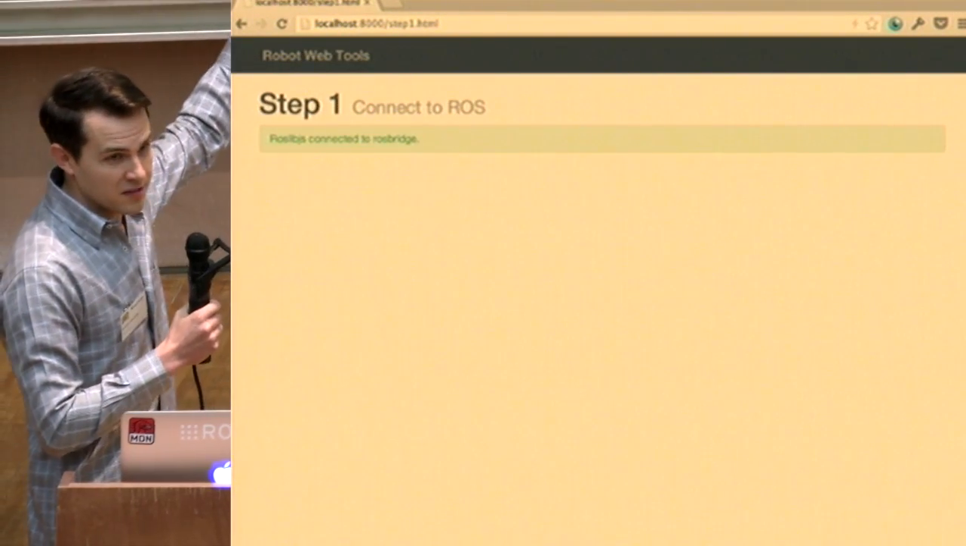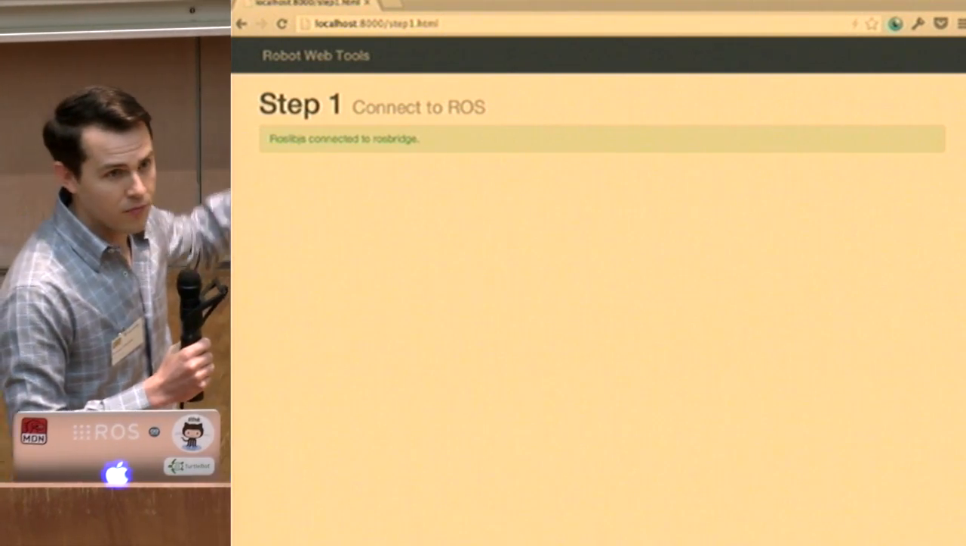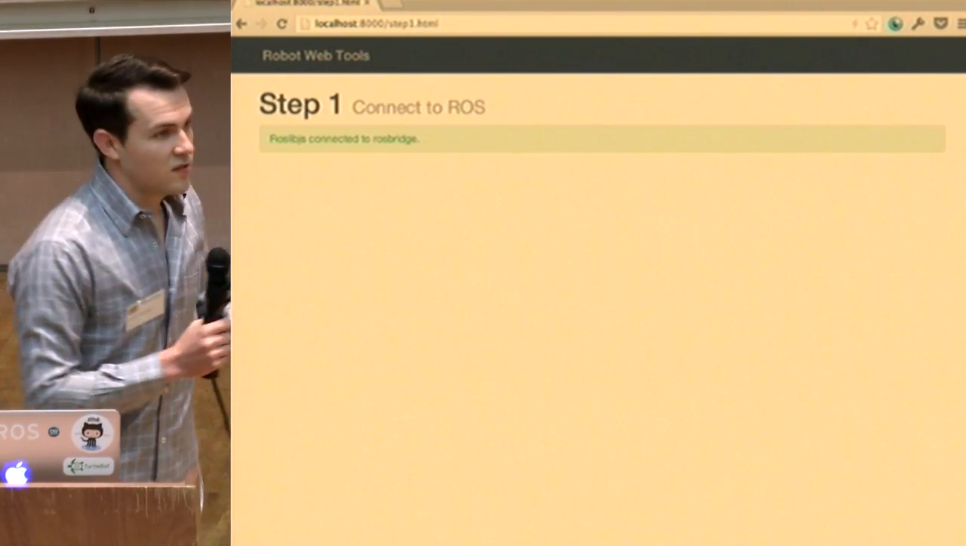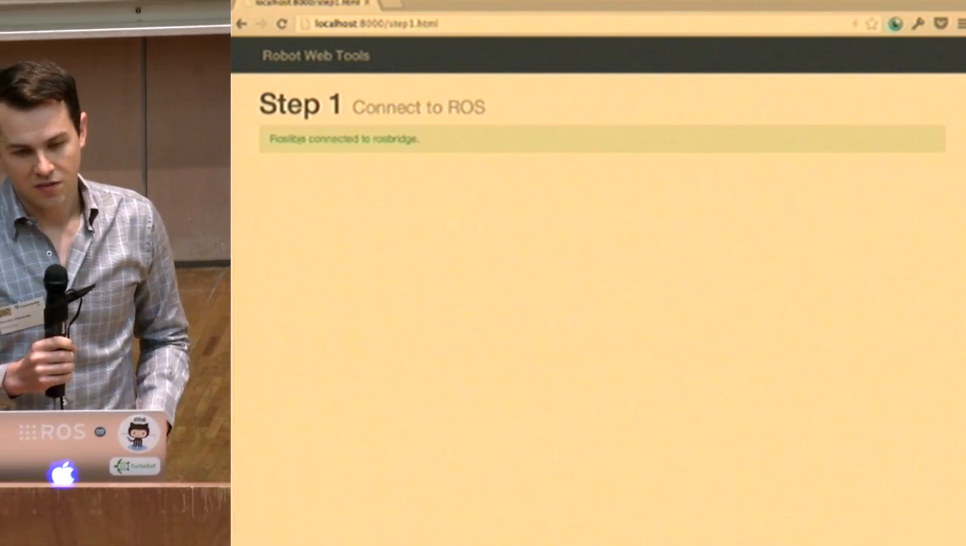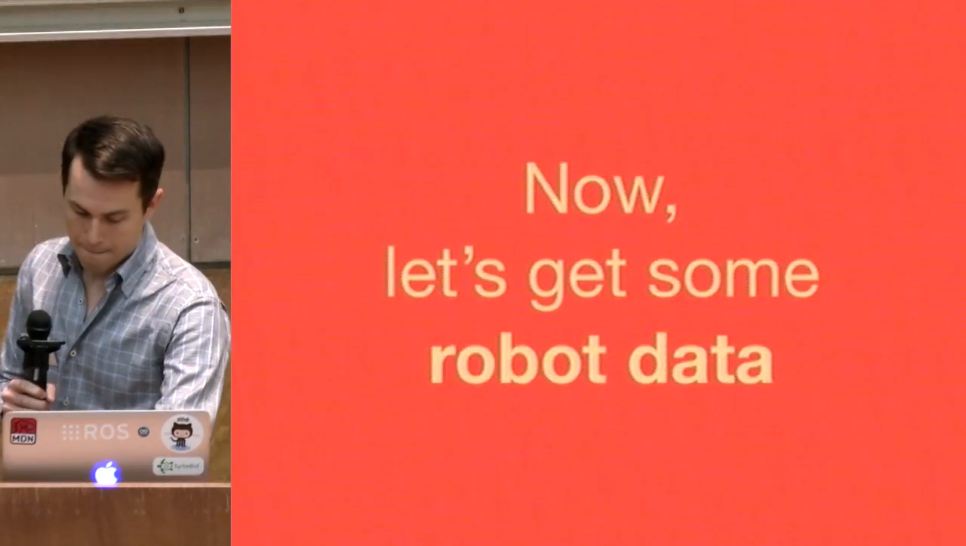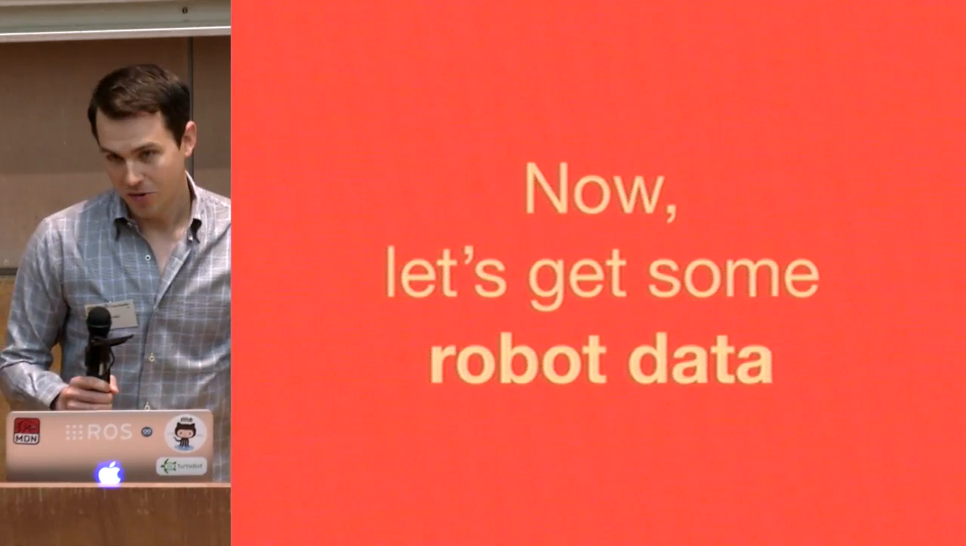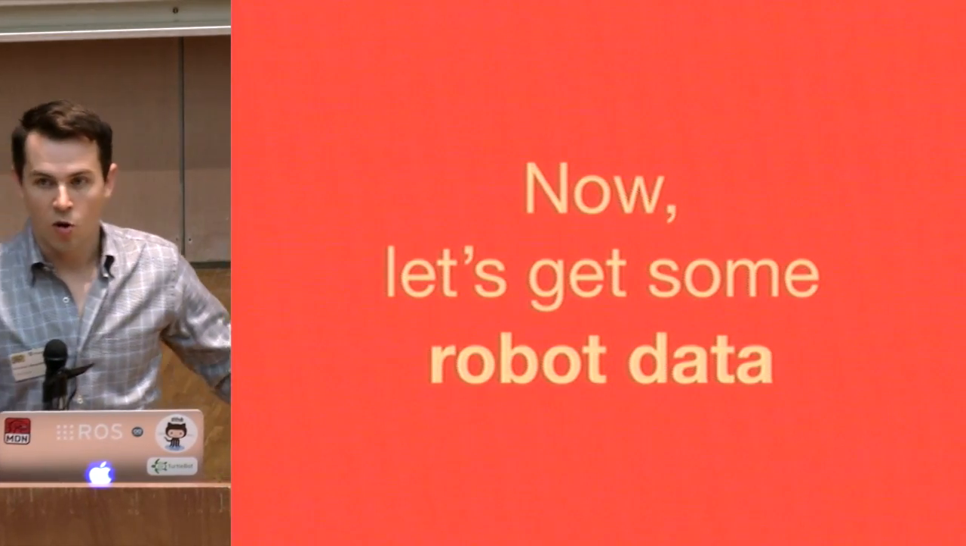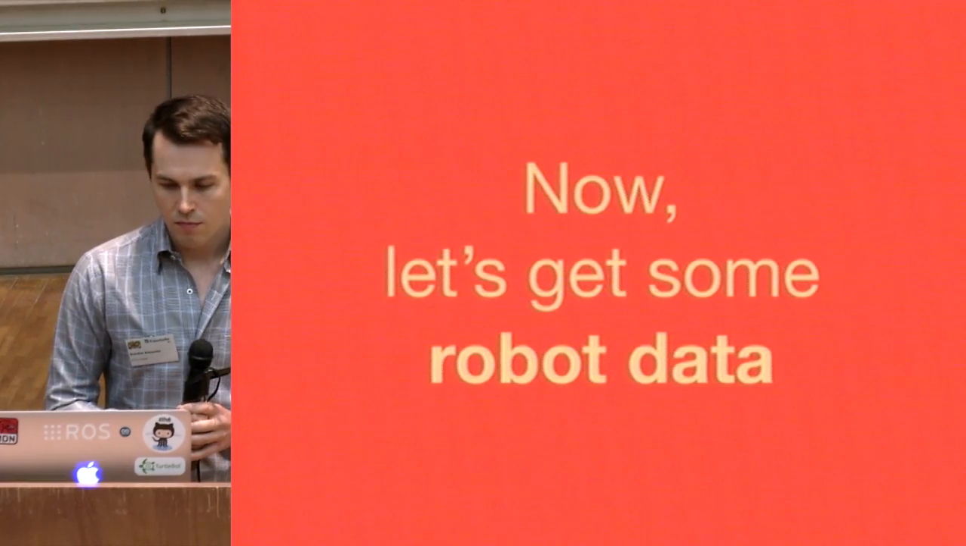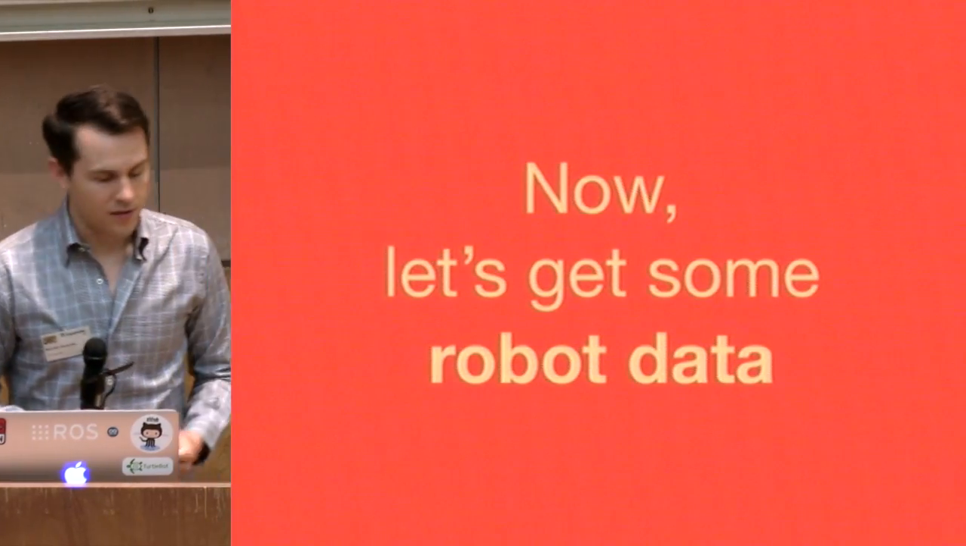So that green text is what I was looking for in the other window, and what this shows is that it's successfully connected to RosBridge. All right, so we can now connect, or in theory we should connect from our computer to a robot somewhere else. But how do we get data from it?